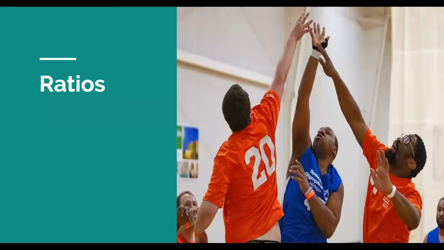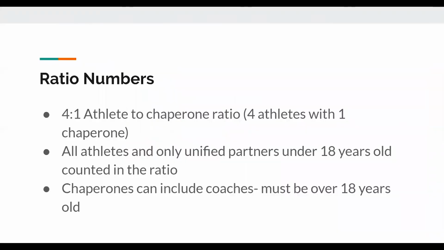So finally, we will be talking about the important ratio for events. That important ratio is the 4-to-1 athlete to chaperone ratio, which means 4 athletes with every 1 chaperone. In that 4 athletes is all athletes and unified partners under 18. So if your group is athletes and unified partners under 18, then they have to be counted in that ratio. If your unified partners are over 18, then they do not.